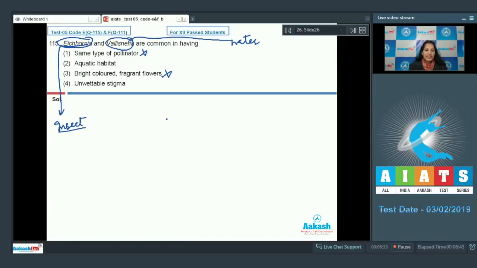Fourth is unwettable stigma. Unwettable stigma is not found in Eichhornia. So this option is also ruled out. Second, that is aquatic habitat. Yes, both the plants are aquatic plants. So this is the common feature between two. So the correct option for the given question is option number 2. It will be very interesting for you to know that Eichhornia and Vallisneria both are aquatic plants, but Eichhornia, even being an aquatic plant, is not pollinated by water. It is pollinated by insect. Let's move on to the next question.